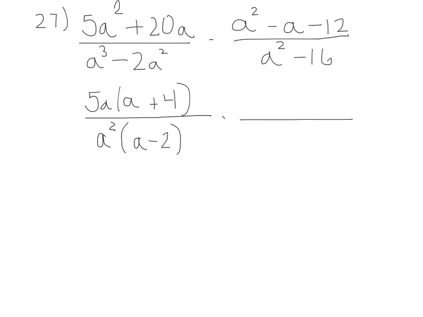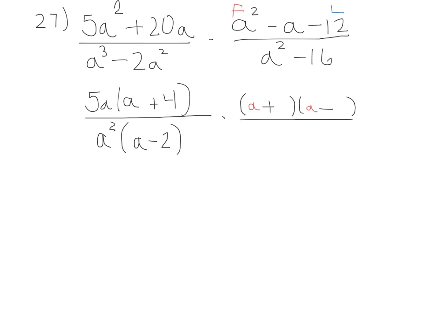My second fraction, there is no greatest common factor, but I can probably unfoil since this is not a perfect square trinomial. I know that first times first has to equal a squared, so that would make this an a and this an a. And I know that last times last has to equal negative 12. Well, that basically tells me that one of these is going to be a positive and the other is a negative, because a positive times a negative is a negative.